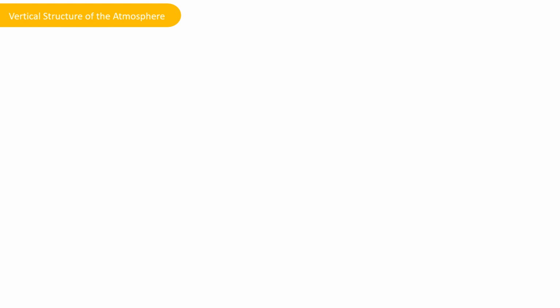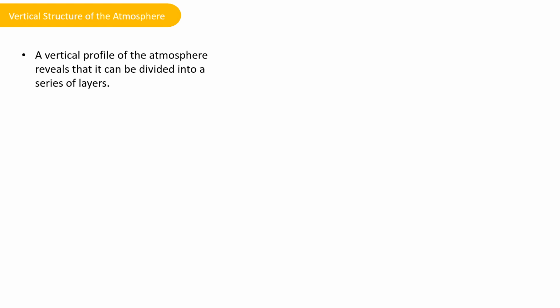So now we're coming to the vertical structure of the atmosphere. For the vertical profile of the atmosphere, it has been said that it can be divided into a series of layers. But first, let us examine the two important variables, the air pressure and the air density.